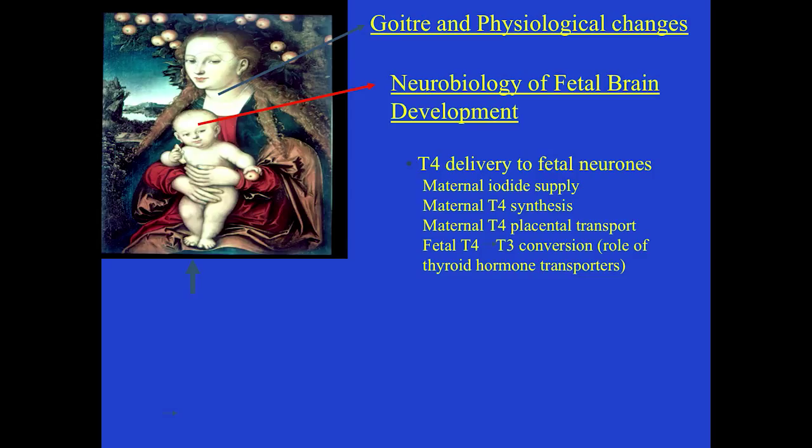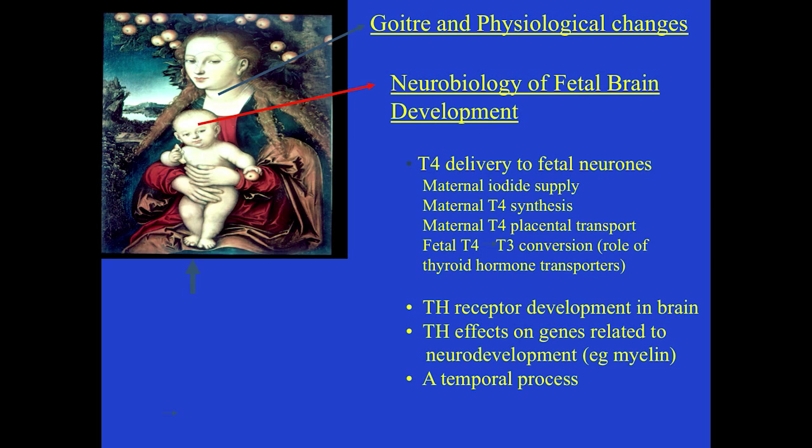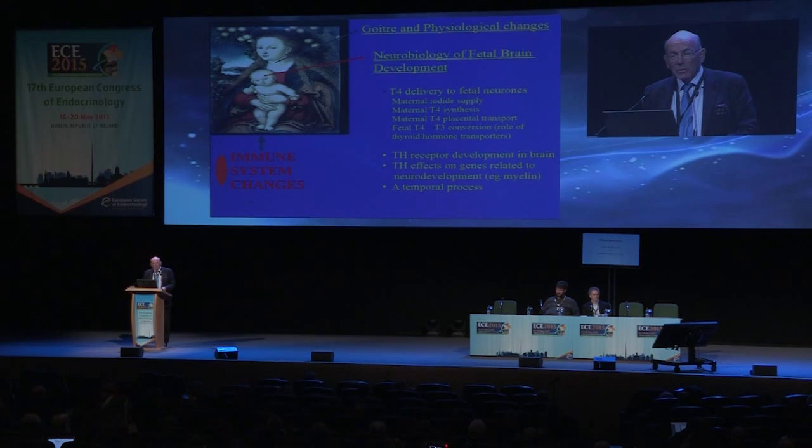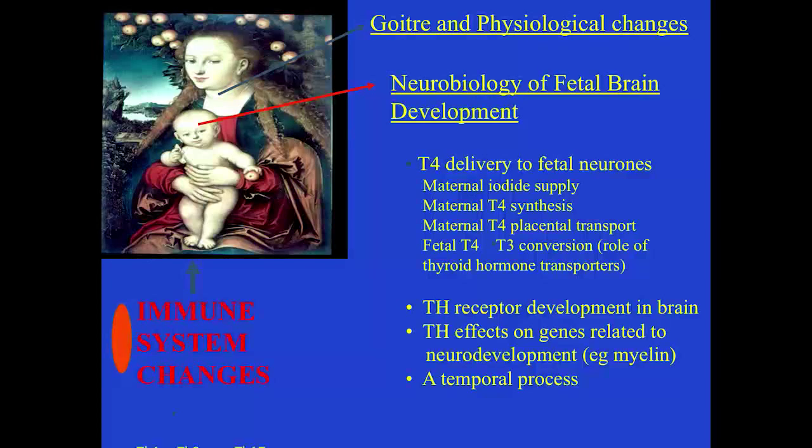And so the T4 delivery to the fetal neurons is critical, and this depends on maternal iodide supply, maternal T4 synthesis, the T4 placental transport, and T4 to T3 conversion, and there's a role for the thyroid hormone transporters there. And we know that TSH receptor development in brain occurs very early in gestation, and we have observed thyroid hormone effects on genes related to neurodevelopment, for example, myelin, and so it's a very temporal process. And in pregnancy as well, we shouldn't forget the immune system changes characterized by the development of a Th2 type cytokine profile and involvement also of the Th17 immune regulatory system.